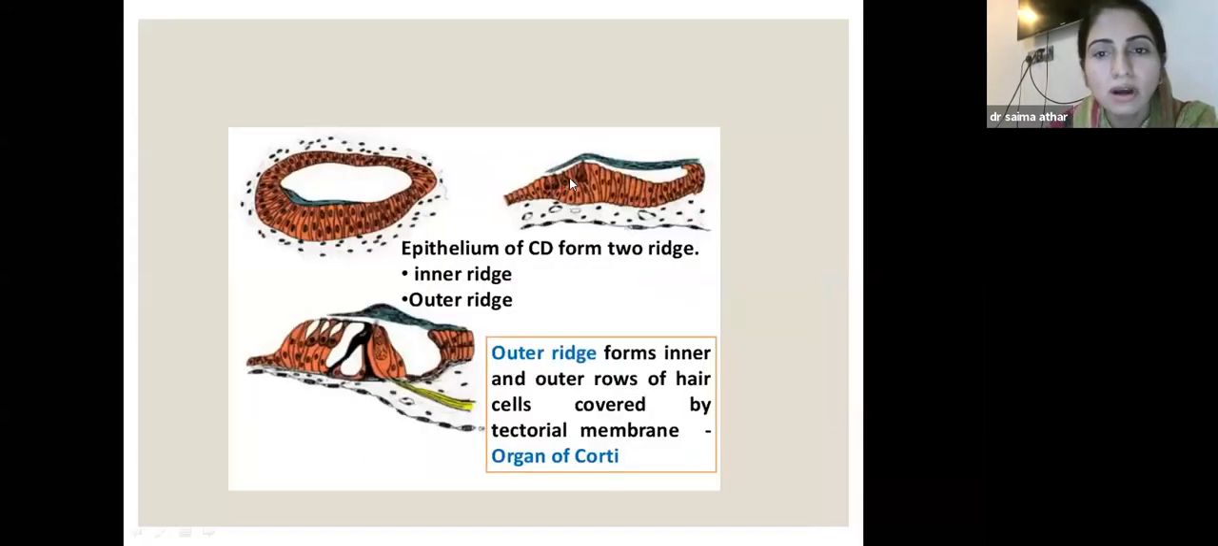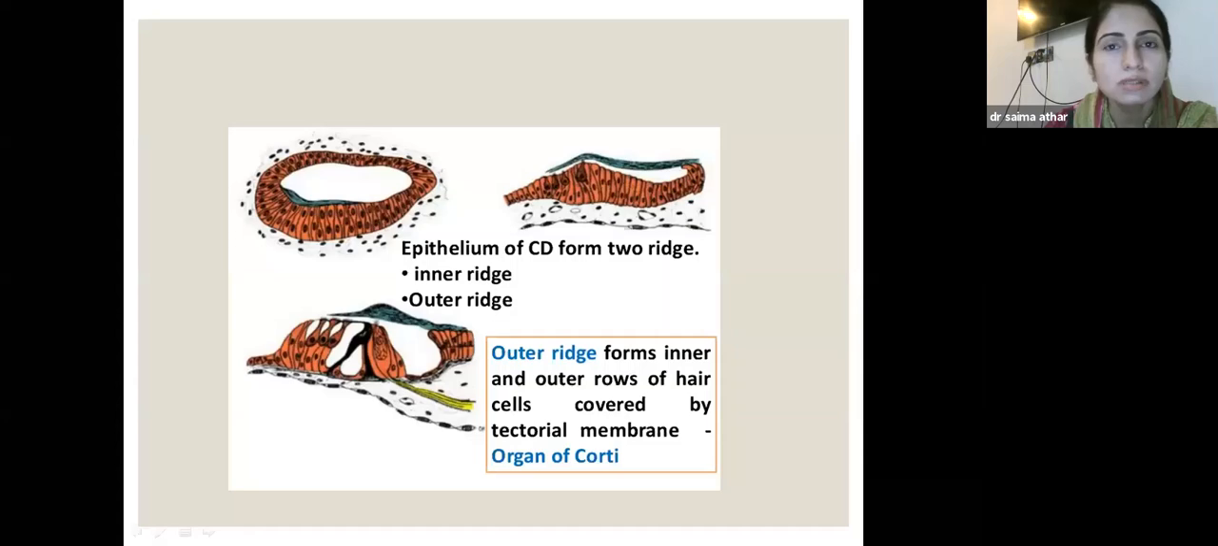It will form two rows of the two different parts of the epithelium because they have to form the organ of Corti. The organ of Corti is formed from the inner and the outer ridge. ये outer ridge है और ये inner ridge है, ठीक है. ये दोनों parts फिर cover हो जाएंगे tectorial membrane से and they will form the special hair cells and they will communicate with the cochlear part of the vestibulocochlear nerve.